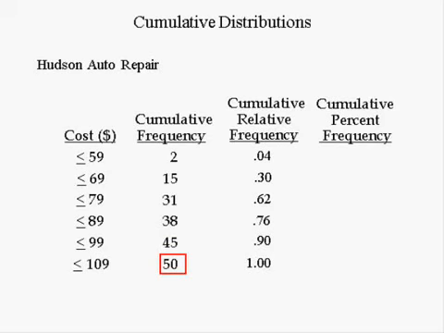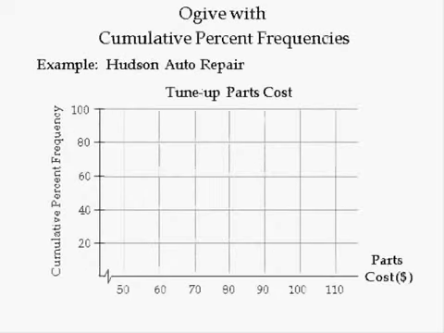The cumulative percent frequency distribution shows a percentage of items with values less than or equal to the upper limit of each class. Multiplying all the cumulative relative frequencies by 100 yields cumulative percent frequencies. The cumulative percent frequencies are 4, 30, 62, 76, 90, and 100. The final cumulative percent frequency is always equal to 100%. An ogive is a graph of a cumulative distribution.